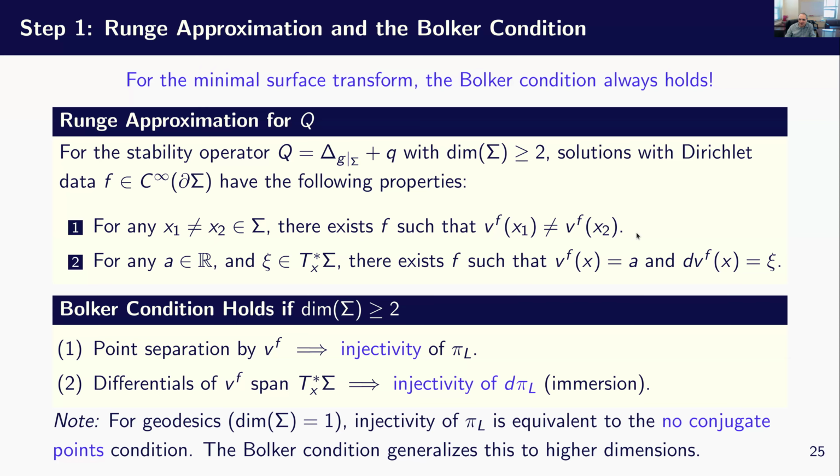Okay, but what is the statement then? We are proving the Bolker condition, which means that the left projection pi L is injective, and that it's also an immersion, meaning that its differential is injective. Maybe we'll continue after, because I don't want to take time from other participants. It's a very good question, and it was a surprising fact here. We don't need to assume anything. It just works. Thank you very much.